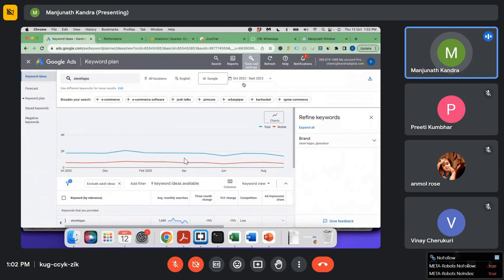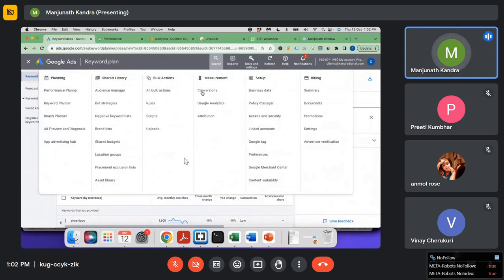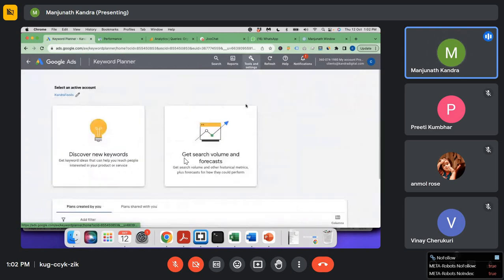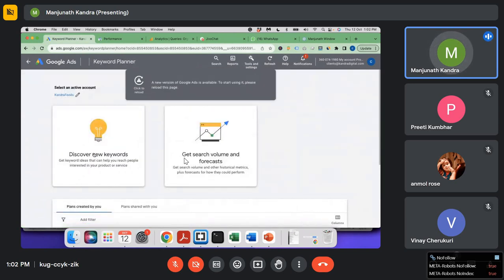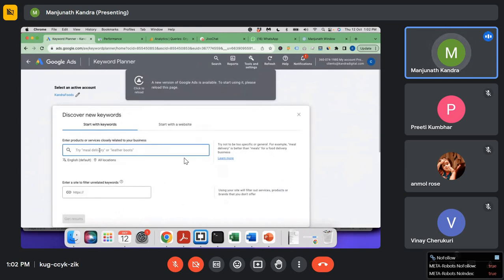When you sign up, this is going to be the home interface. Any page of your Google AdWords shows this top navigation. On tools and settings, just click on Keyword Planner. Go to tools and settings, go to Keyword Planner, discover new keywords. You just have to input one seed keyword.